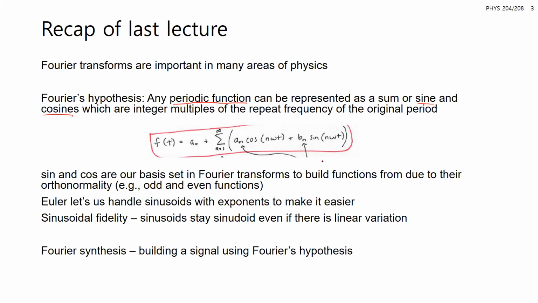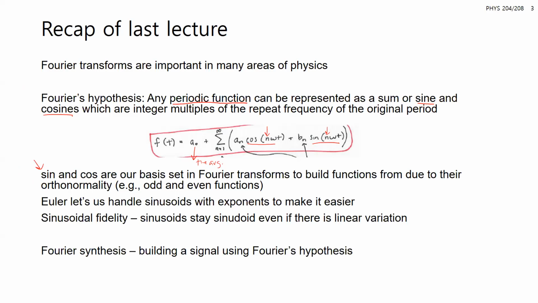And we got into a little bit more detail that they're integer multiples of a certain frequency of the original period. When we wrote this out mathematically, you can see that we have our sines and cosines showing up here, the integer multiple showing up with the n over here, and the amplitude of those components coming out in these constants here. We derived that a naught, with n equals 0, equals the time average of your signal. And we showed that using this hypothesis, we could build up a signal using a technique called Fourier synthesis.